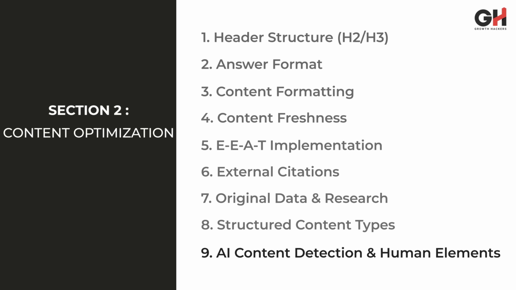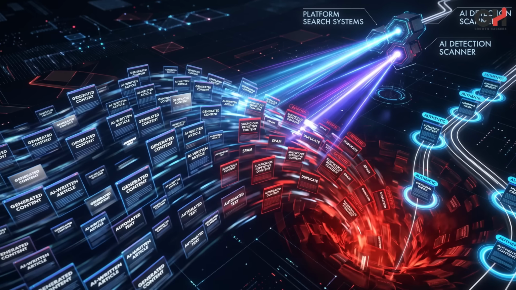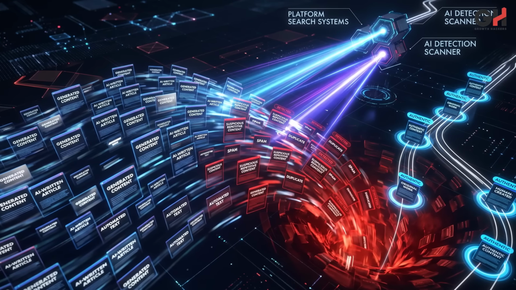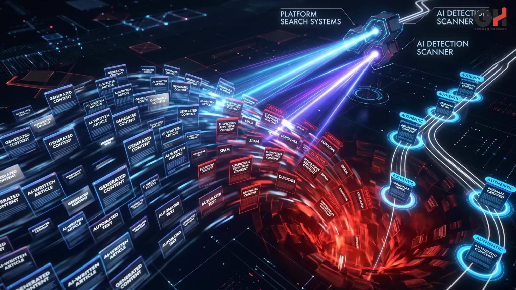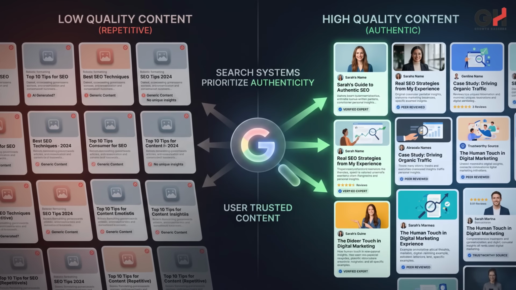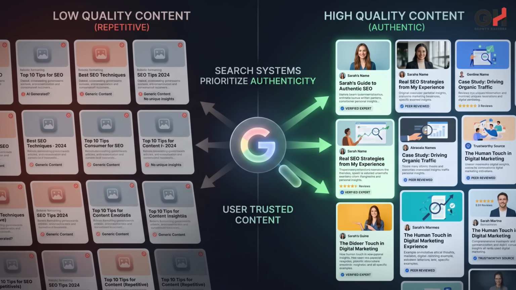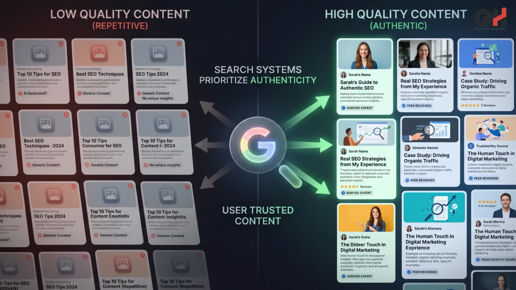Point number 9: AI content detection and human elements. Now here's something critical we need to talk about: AI content detection. With the massive volume of AI-generated content flooding the internet, platforms and search systems are actively working to identify AI-written content. And here's the problem: pure AI content lacks originality and human context. Repetitive patterns make detection easier, and trust signals are weaker for fully AI-generated material.